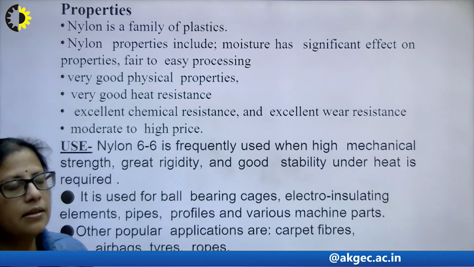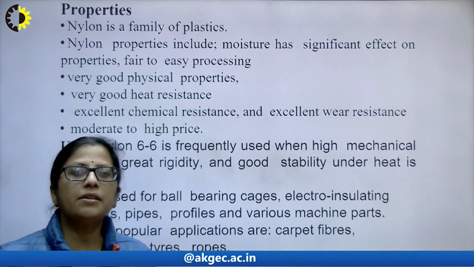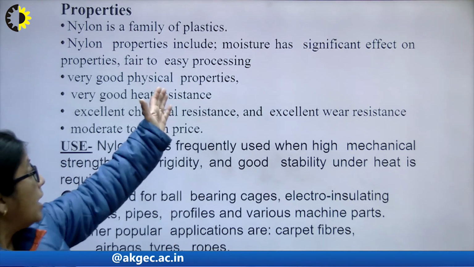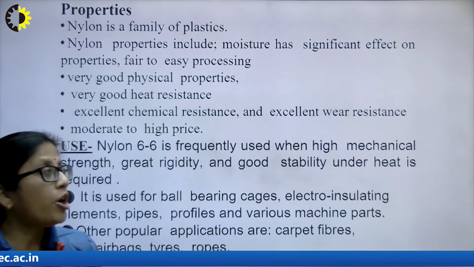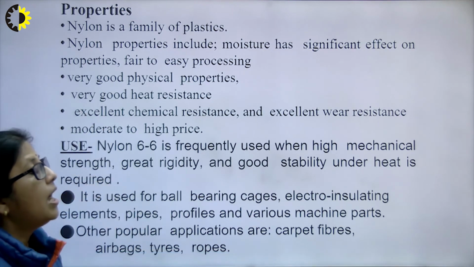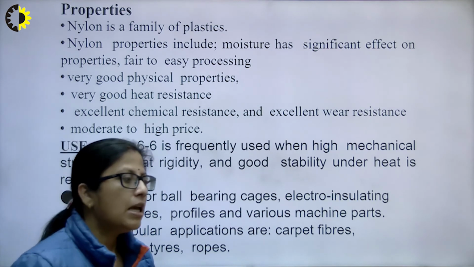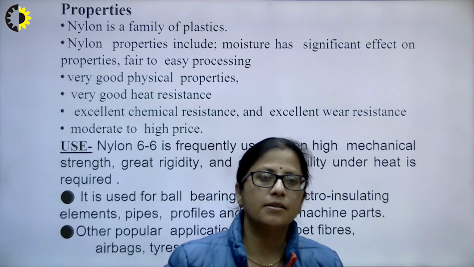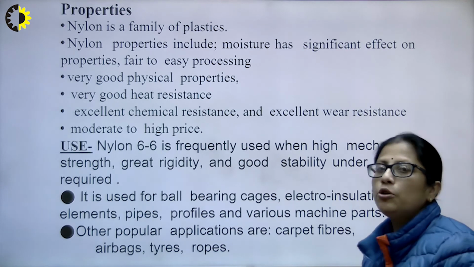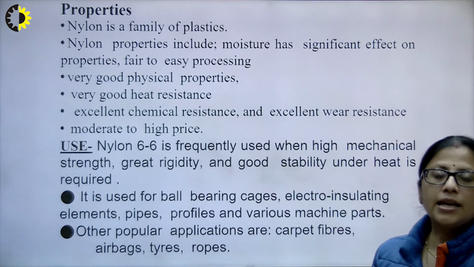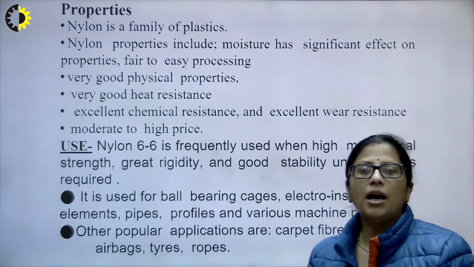Coming to the properties, now this nylon belongs to the family of plastics, and nylon properties include: it absorbs less moisture. So, moisture has a significant effect on properties, and it is fair to easy processing. It possesses good physical properties, good heat resistance, good chemical resistance and extremely good wear and tear resistance. Nylon is not easy to break, and the price is from moderate to high.